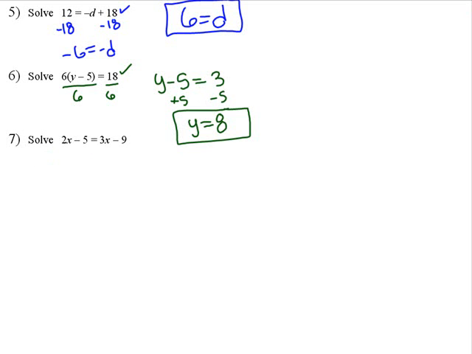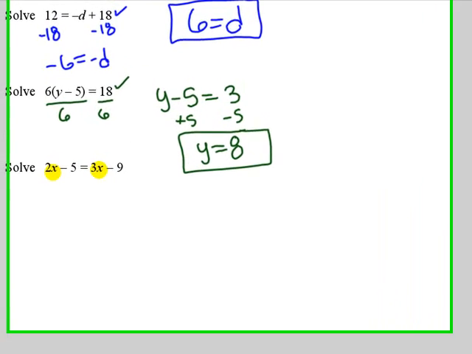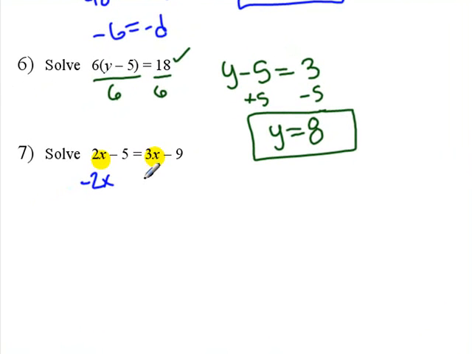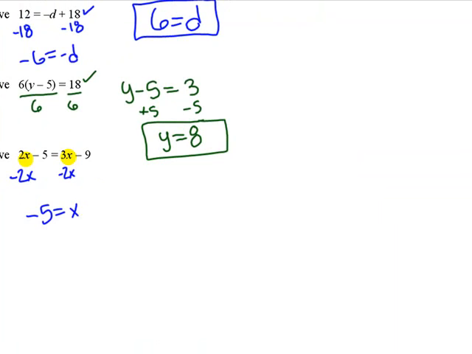Number 7, I've got x's on both sides. That's one of the things that makes this problem more difficult. So let's go ahead and solve that right now. Let's get all the x's on one side. So I'm going to subtract 2 x's away from both sides. That gives me no x's on the left, just that negative 5. And it gives me x minus 9 on the right.